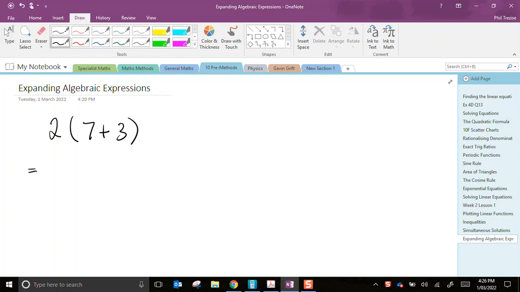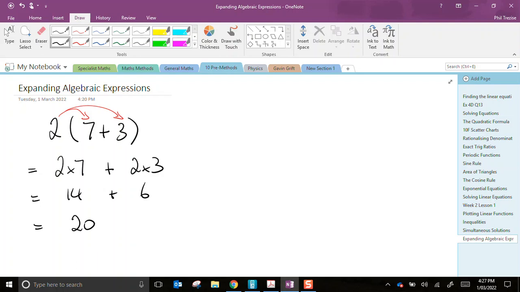But the distributive law tells me I can multiply the 2 by each of the terms inside the brackets. So I could go 2 by 7 and then add on 2 by 3. Now we can see that that's 14 plus 6, which of course gives the same answer, 20. That's the distributive law. When we multiply a term, in this case the number 2, across to each of the parts inside a bracket. When there are two things inside a bracket, we call it binomial.